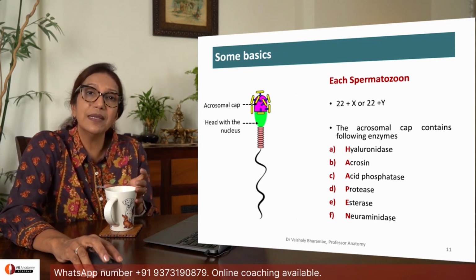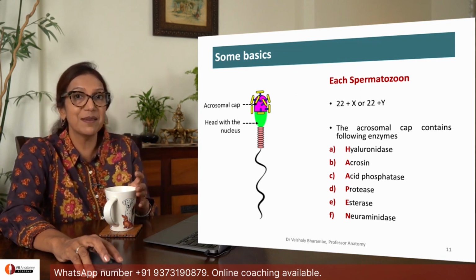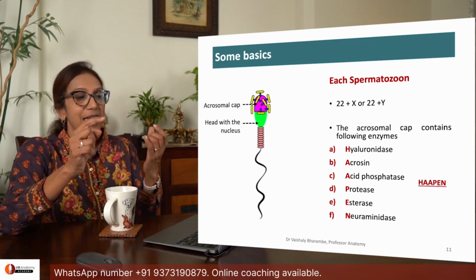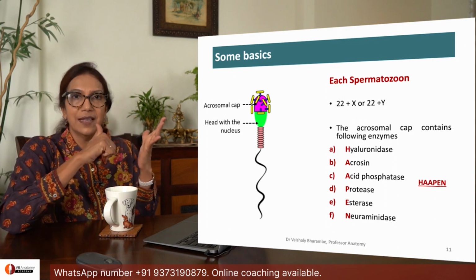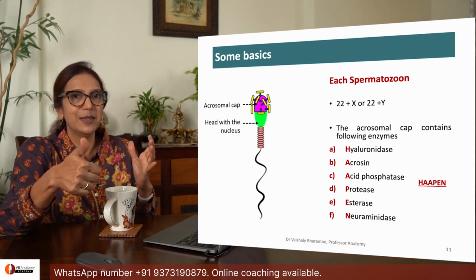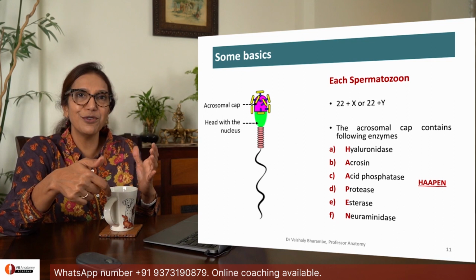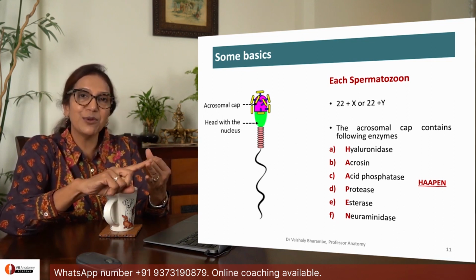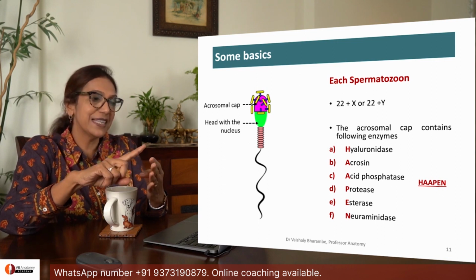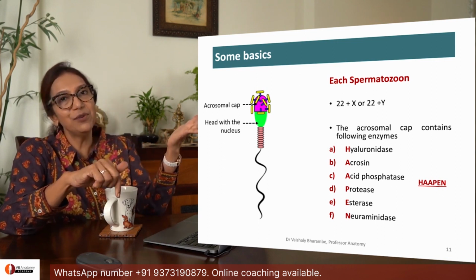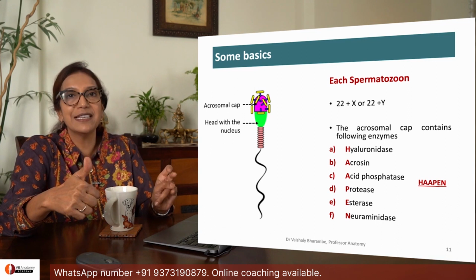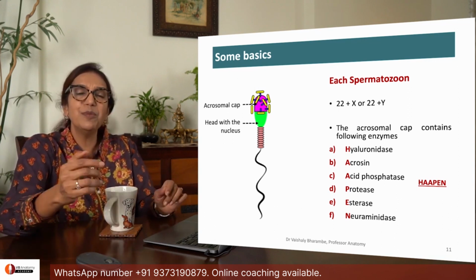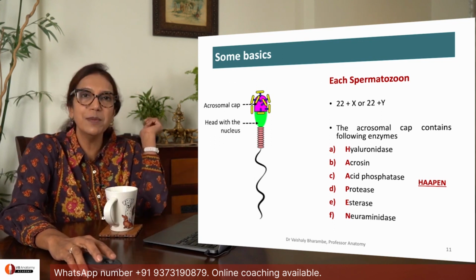Ma'am, how do we remember this? There are so many enzymes. I'll tell you how to remember. Use the mnemonic HAAPEN. Sperms make things happen? Yes, it sounds quite awful, but that's the way it is. H for hyaluronidase, A for acrosin, A for acid phosphatase, P for protease, E for esterase, N for neuraminidase. Now you can remember almost all the enzymes. Use your mnemonics. Don't just think the problem is big. Solve the problem.